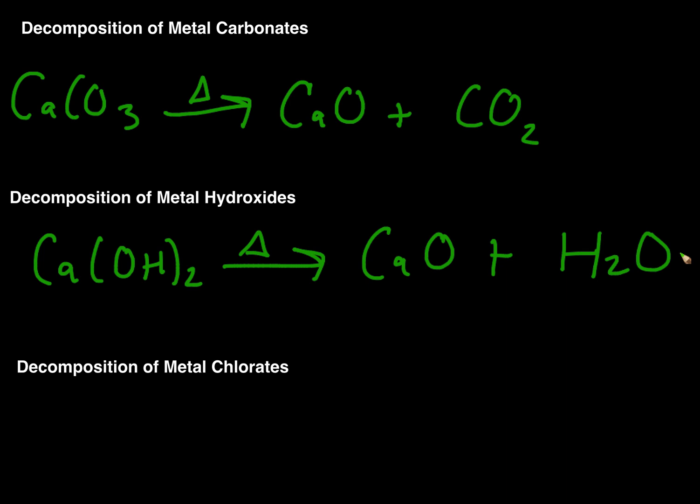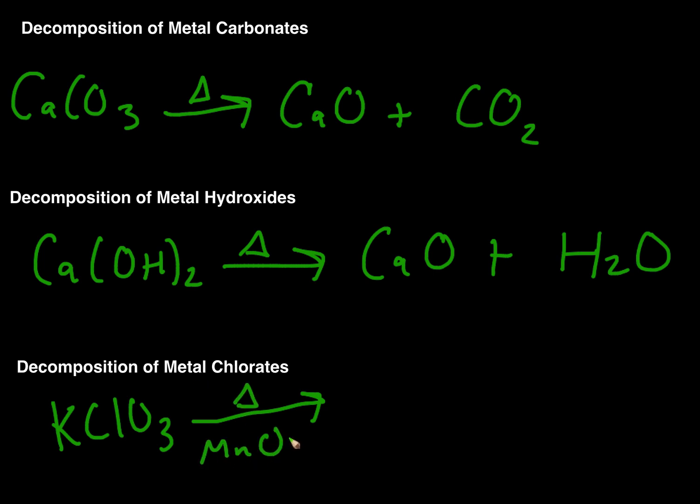And our last example will be decomposition of a metal chlorate. So we're going to use potassium chlorate, KClO3. And we'll change up the catalyst a little bit. We're still going to have heat, but we're also going to have manganese 4 oxide as our catalyst. So break it up into KCl plus O2. But now we need to balance this. So we're going to have the coefficients 2, 2, 3.